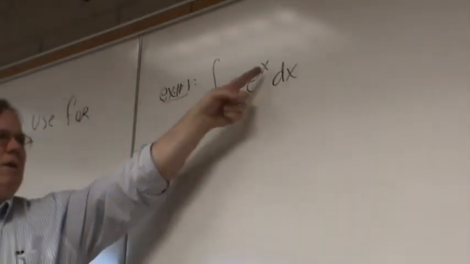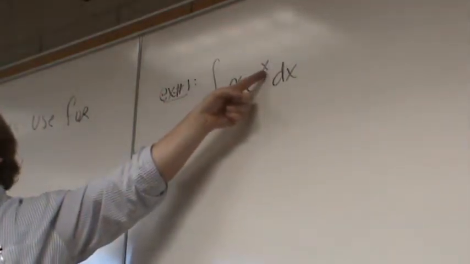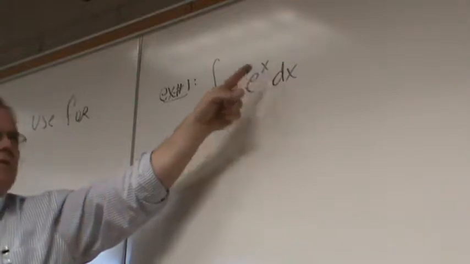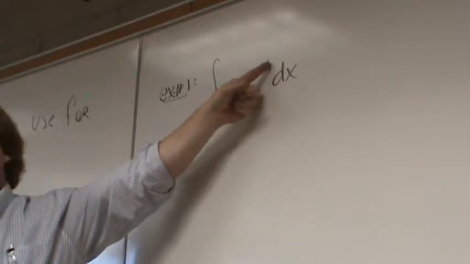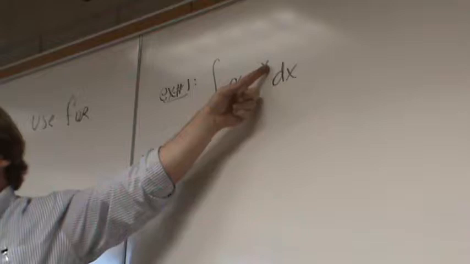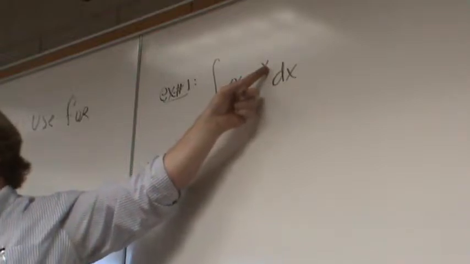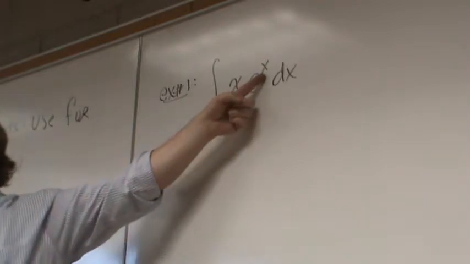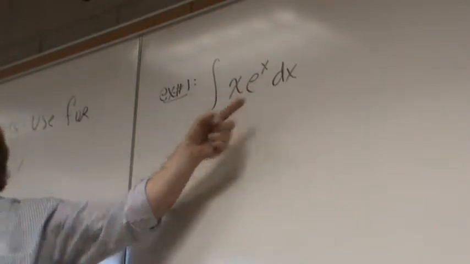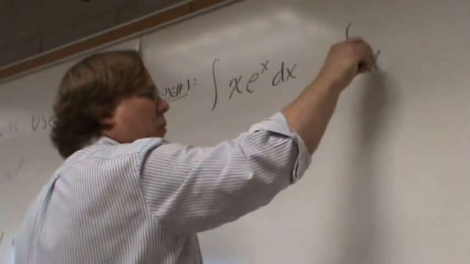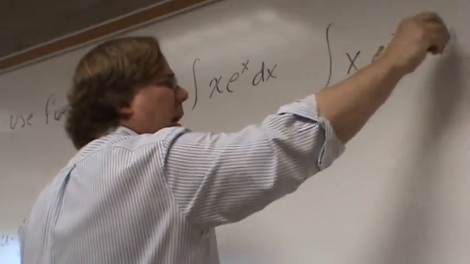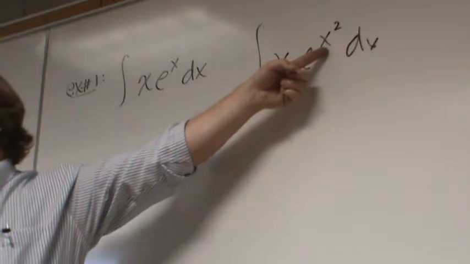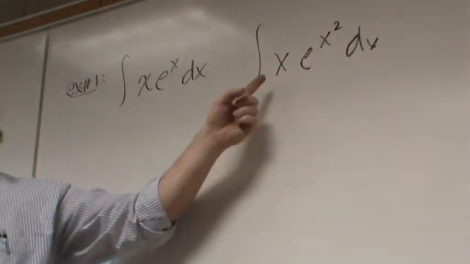Tell me, what could this exponent be such that I would be able to use u substitution? Instead of just e to the x, what could this be such that I would be able to use u substitution? What's that? Yeah, beautiful. Thank you, Zach. If this were 1/2 x squared, or even just x squared, right? If I had the integral of x e to the x squared dx, well, now I could do u substitution. Let u be x squared. du would be 2x dx.